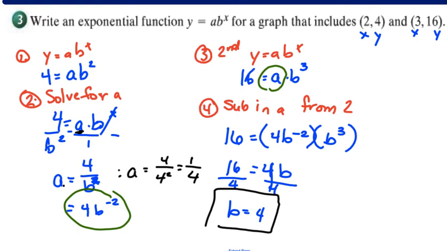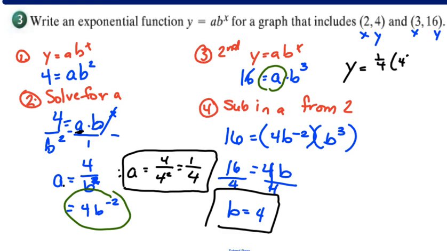Okay, so now we have our a and we have our b. Now let's go ahead and plug that into the final equation, and I'm actually going to move it up here. We would have y equals a is 1/4, so you can write that like 1/4, and then b is 4 to the x power, or you could do 0.25 times 4 to the x power. Obviously, just changing that from a fraction to a decimal. I know this is the preferred method for many, myself included.